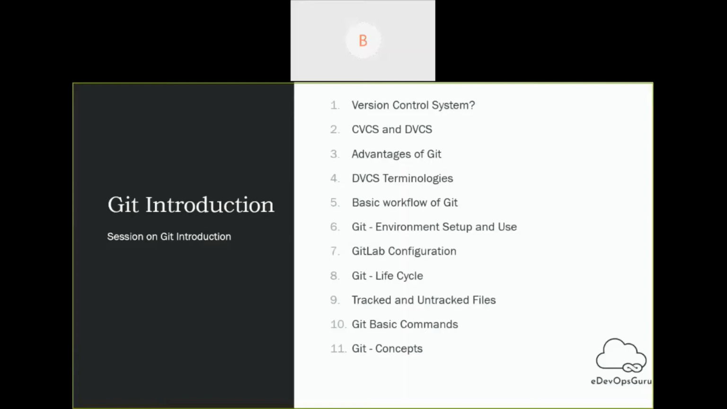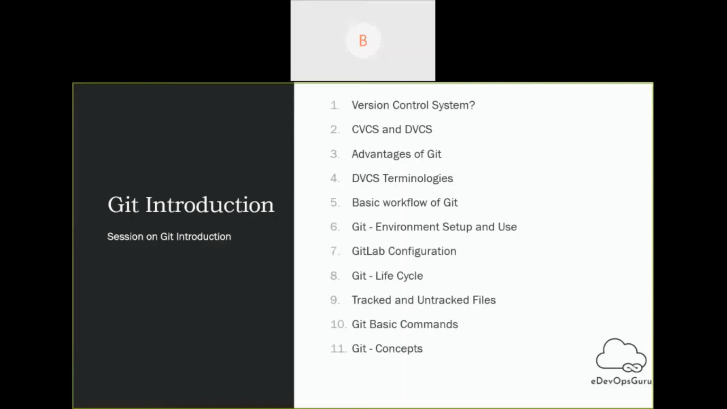These are the topics we are going to discuss. What is a version control system? Why did it come? What is the need for it? What are the different types of version control system? Then, specific to decentralized version control system or distributed version control system, the tool we are going to present here is Git.